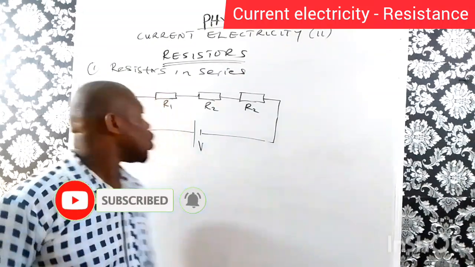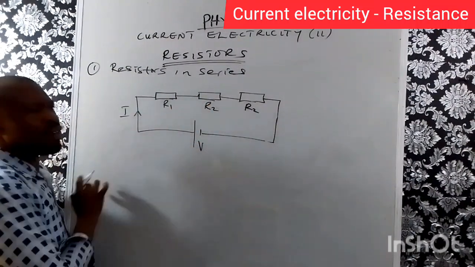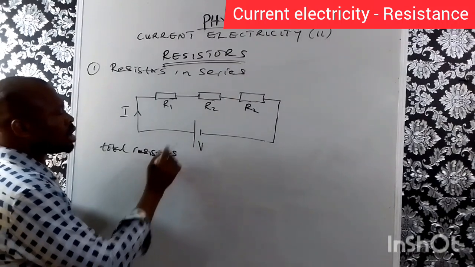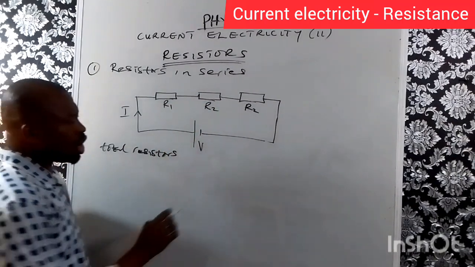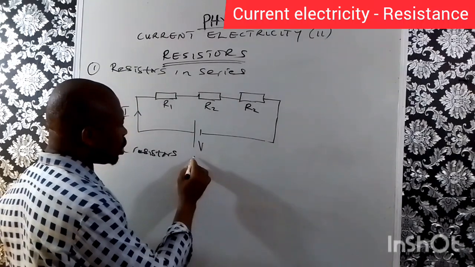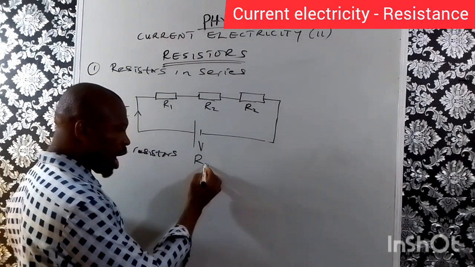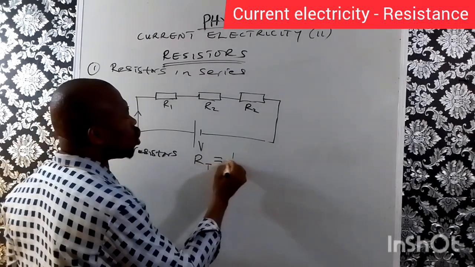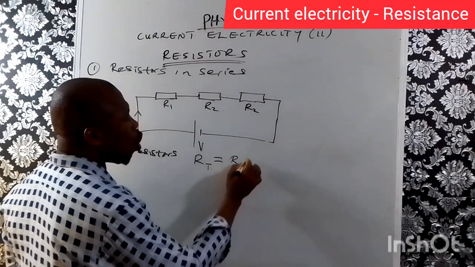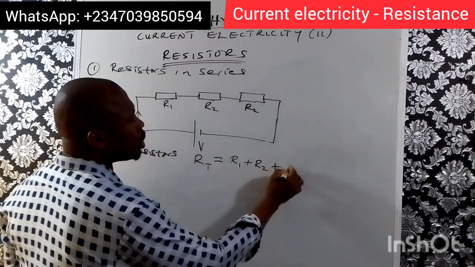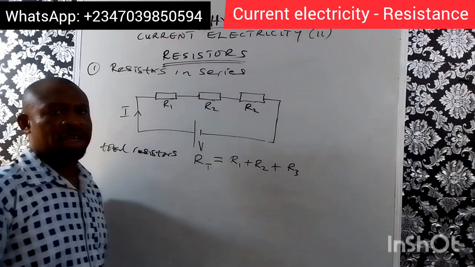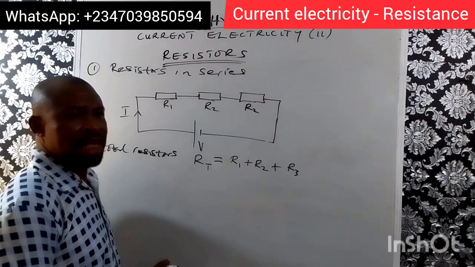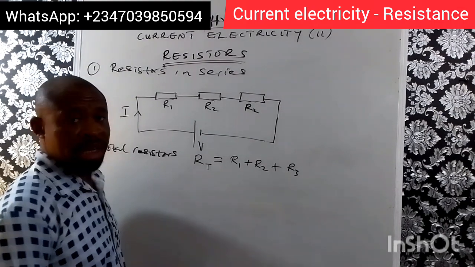Now let us go. We said that these total resistors in series will give us the total resistance, which we can write as R subscript T, R total. Now R total will give us R1 plus R2 plus R3. This is how we can calculate the resistors in series.